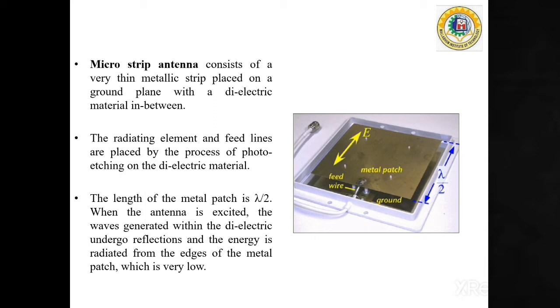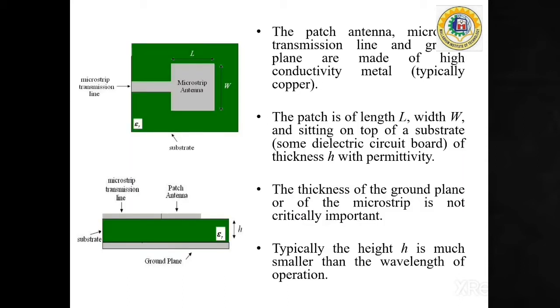When the antenna is excited, the waves generated within the dielectric undergo reflections and the energy is radiated from the edges of the metal patch, which is very low. The patch antenna, microstrip transmission line and the ground plane are usually made of high conductivity metal, typically of copper.